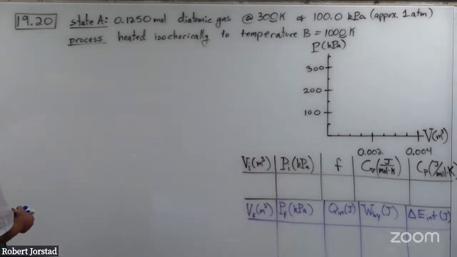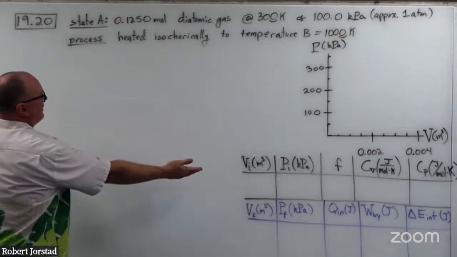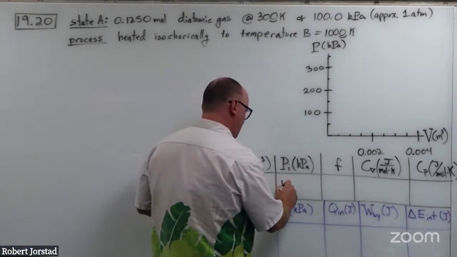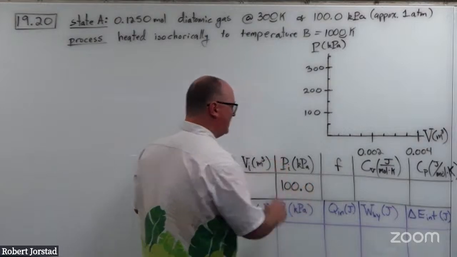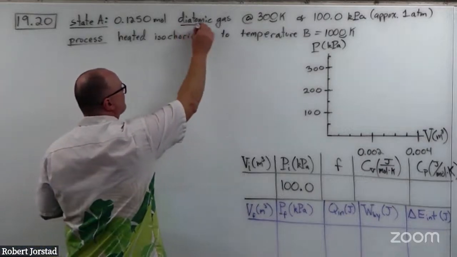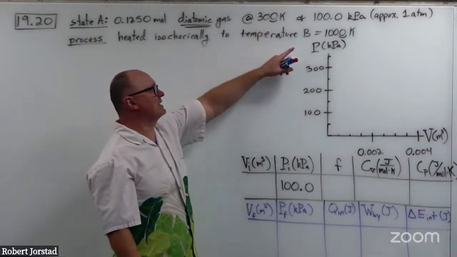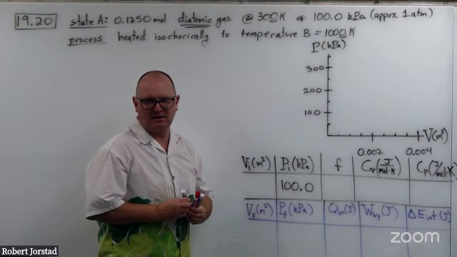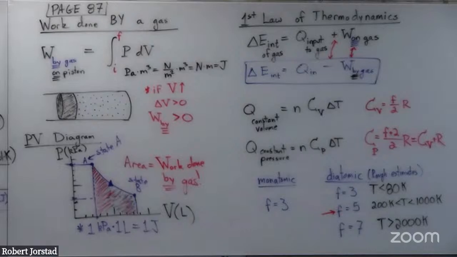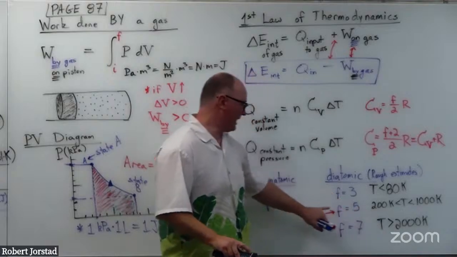So when we run this thing, let's see what do we already know? Let's start with that. So P initial is 100.0, and then we have diatomic gas. And notice the temperature range in this problem is between 300 and 1,000. What does that tell us? We're in this temperature range for the entire problem, so F is 5.